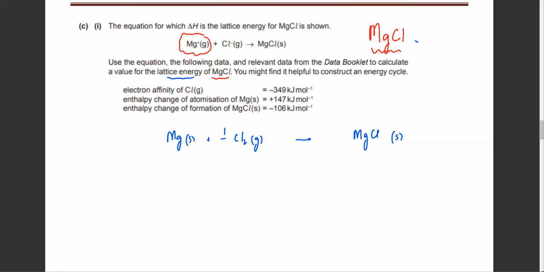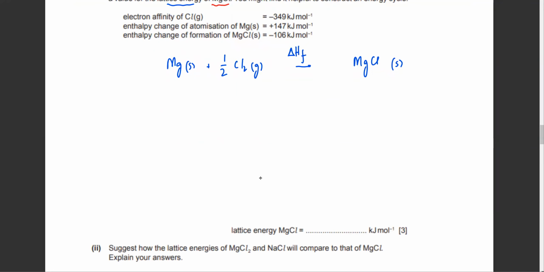And this would be half. And this is your enthalpy change of formation. Then what you're going to do is atomize substances. I'm just going to be quick. I'm going to try and atomize the substances in one go.